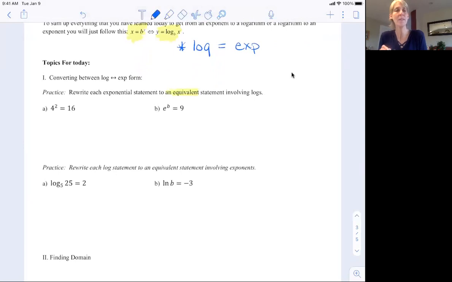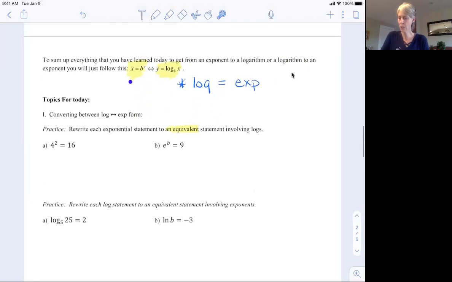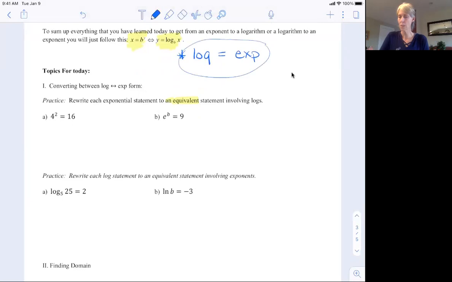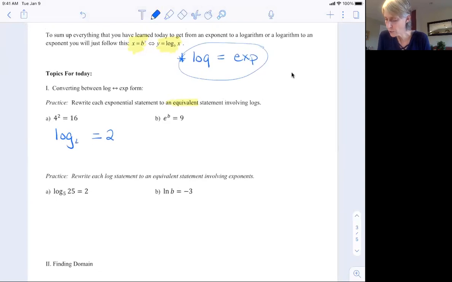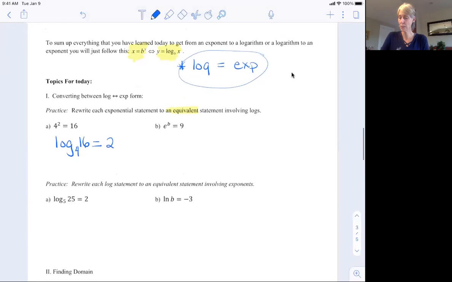In our first set of examples, converting between log and exponential form, rewrite each exponential equation as an equivalent statement involving logs. Okay, so we're just rewriting this in log form. So I'm going from here to here. When I do this, I always say in my head, log equals the exponent. The exponent is 2. The base is 4. And the only obvious place for that leftover number is right there, 16. And basically what this means is 4 squared equals 16. Remember, log gives us information about powers.